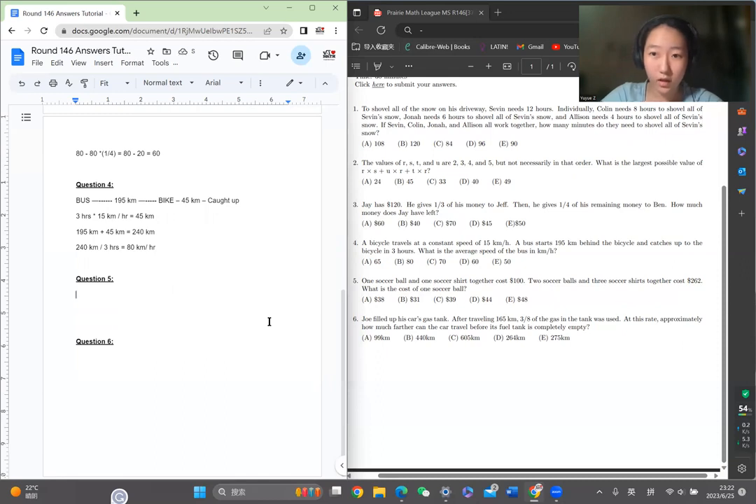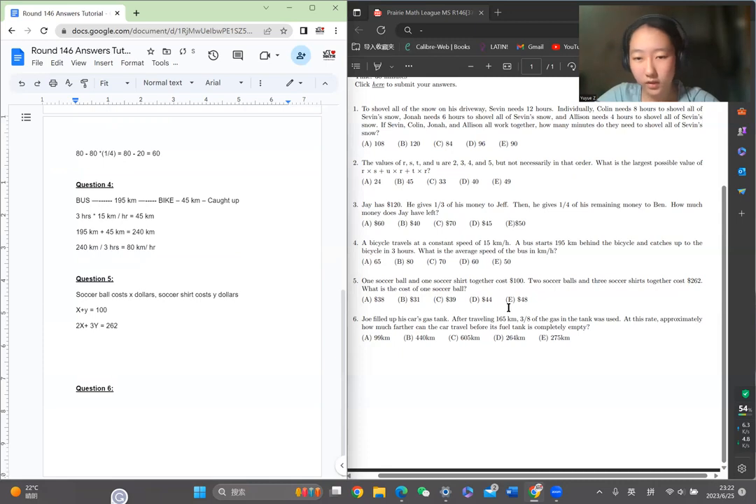Question number 5. One soccer ball and one soccer shirt together cost $100. Two soccer balls and three soccer shirts together cost $262. What is the cost of one soccer ball? So let's suppose that a soccer ball costs X dollars and a soccer shirt costs Y dollars. Therefore, X plus Y equals 100. 2X plus 3Y equals 262. As we only need to solve for X, let's have Y equals 100 minus X, a variation of the first equation.